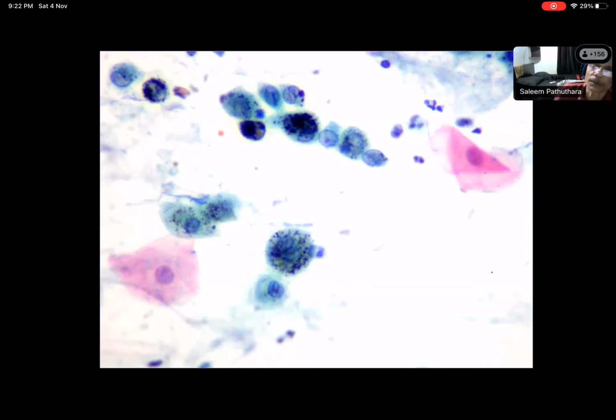What does it indicate? It's a properly collected, properly prepared smear, right, sir? Yes. So this is satisfactory for evaluation. Based on this smear, I would say this is negative for malignancy, right?